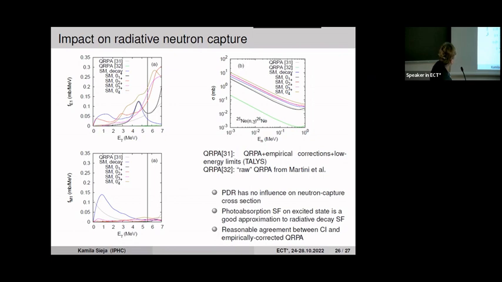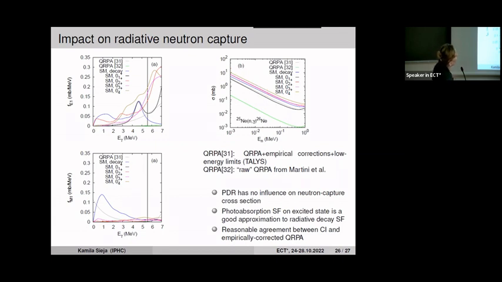And so you can see here the E1, M1, you see this empirical upbend here in the gray strength that was added, and how it impacts the calculations of neutron capture. So if you go to a neutron-rich nucleus and you make the raw QRPA strength functions, it gives you very low cross-section for the simple reason that you see here that there is no strength below 10 MeV. So of course you cannot get any agreement with experiment or other calculations. On the other hand, if you make this empirical correction, it falls reasonably in between other shell model calculations.